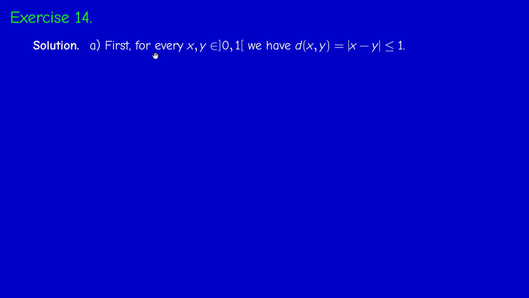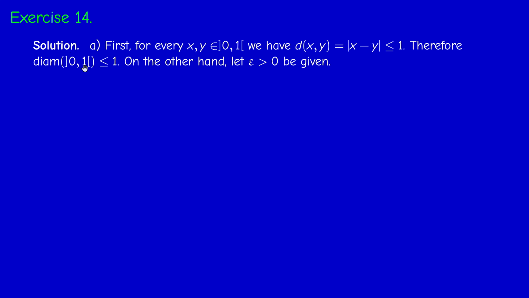Take two points x and y in (0, 1). Then their distance, the absolute value of x minus y, is actually less than 1 strictly. So when I take the supremum, I get less or equal. This is true for all x and y, so the supremum is less. So 1 is an upper bound, and I get the first inequality. The diameter is at most 1.